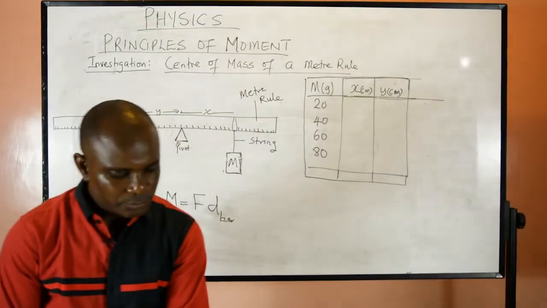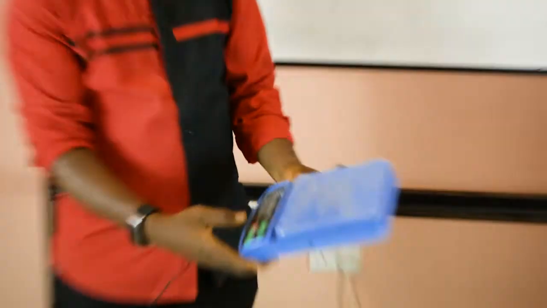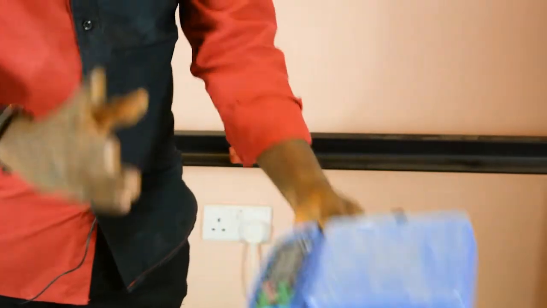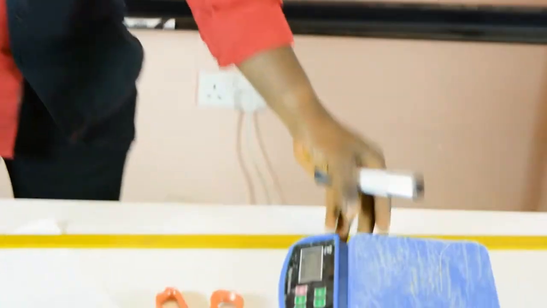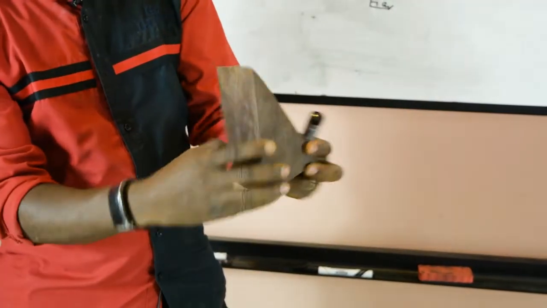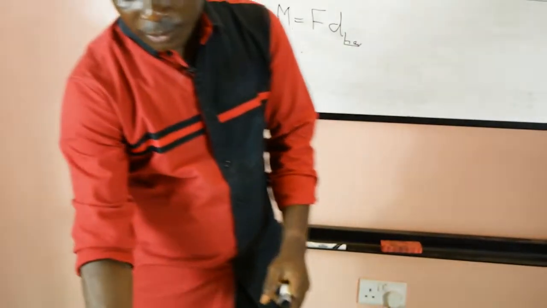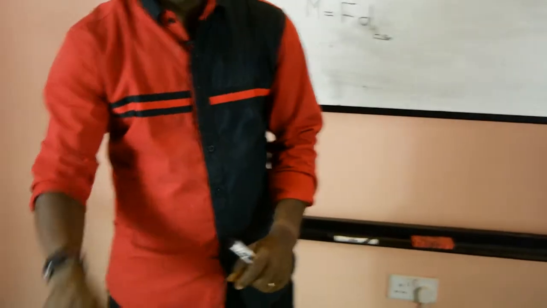Now I have a weighing balance here, and I'm going to use it for something very soon. I have a wooden pivot here, a nice one like this. It's also called a knife edge, as a matter of fact. And I have a couple of slotted masses.